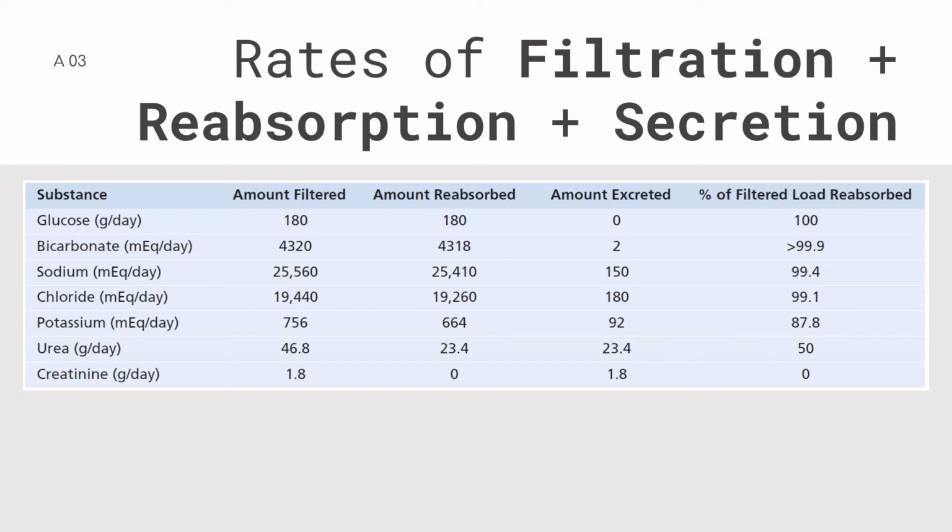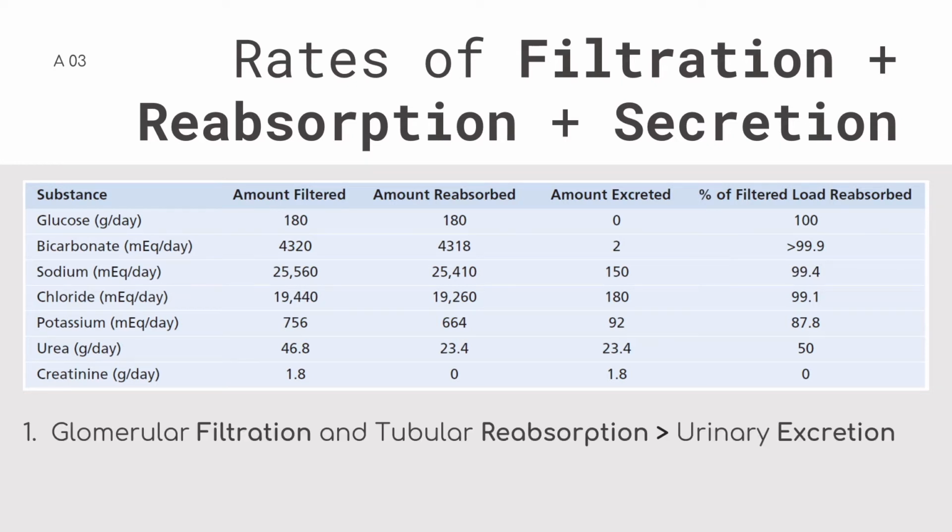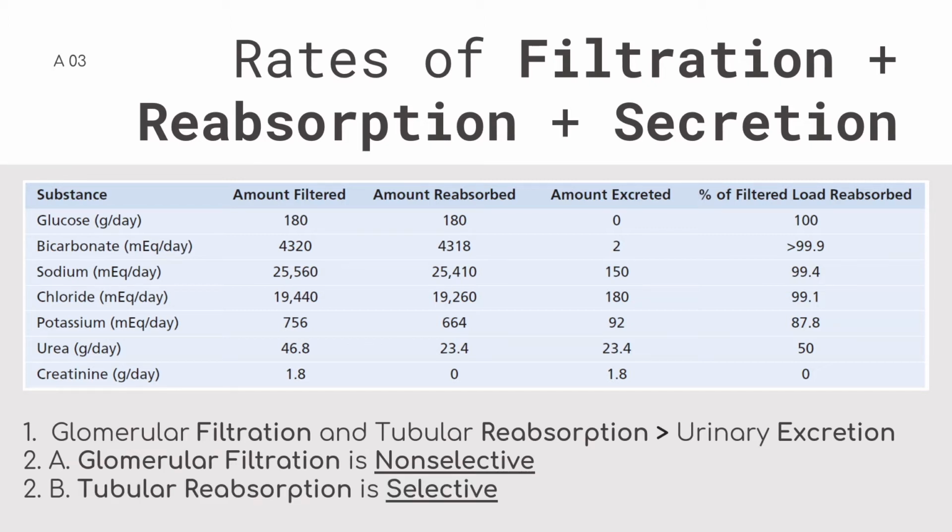You can see that the processes of glomerular filtration and tubular reabsorption are quantitatively large relative to urinary excretion for many substances. And, unlike glomerular filtration, which is relatively non-selective, tubular reabsorption is highly selective. How so?